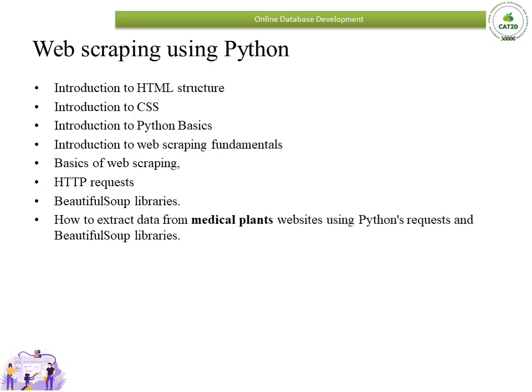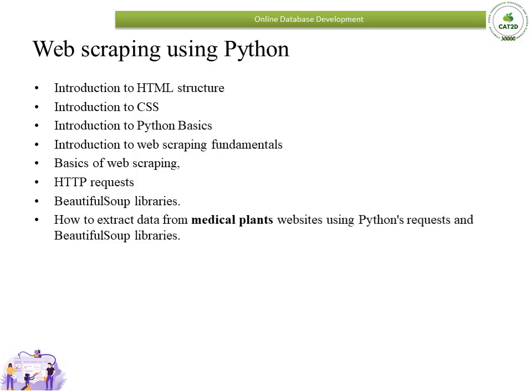Another advantage is enhanced dataset quality. Web scraping can extract data from multiple sources, allowing students and researchers to cross-reference and validate information. Then the last part is the identification of potential drug candidates. It helps in identifying potential drug candidates by extracting data on the chemical composition, biological activities, and traditional uses of medicinal plants. So this information can be used to screen and prioritize plants for further investigation and development.